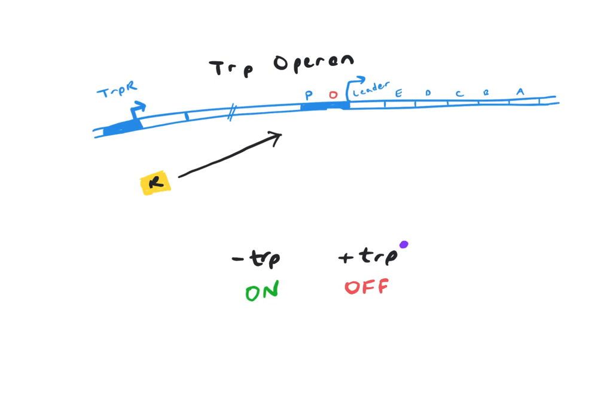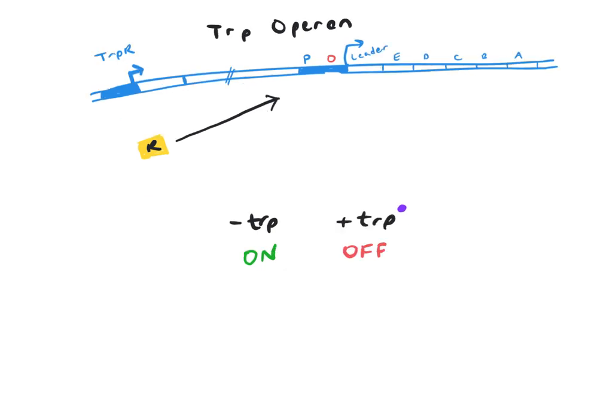So this is a repressible operon. It's normally on, and it has to be turned off when the product builds up. Now, something interesting was revealed with the regulation of the tryptophan operon when the tryptophan repressor mutant was analyzed.